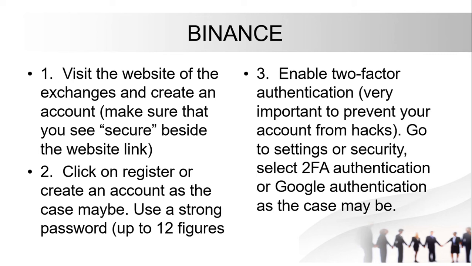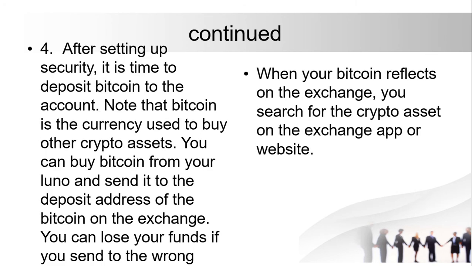So how do you start? On the website of the exchange, I'm using Binance as an example, you create an account and make sure you see HTTPS, not HTTP. Then you click on register, create an account, and use a strong password of up to 12 characters. Enable your two-factor authentication, very important. Before you trade on any exchange, go to your security settings on that app or website and enable two-factor authentication using Google Authenticator, as the case may be.